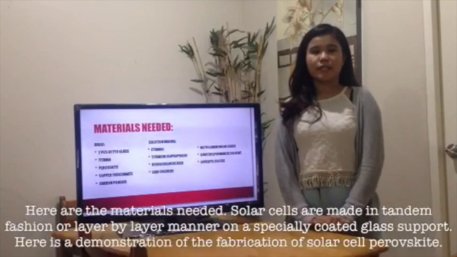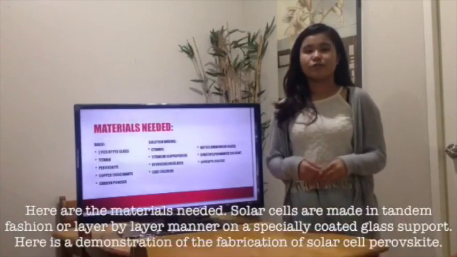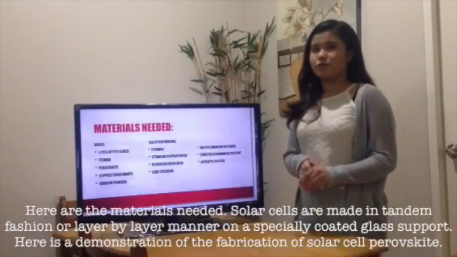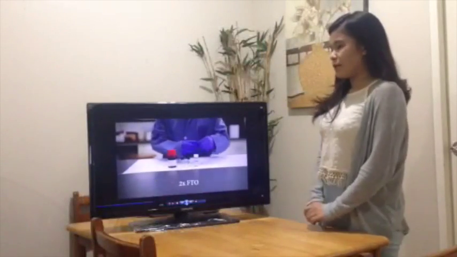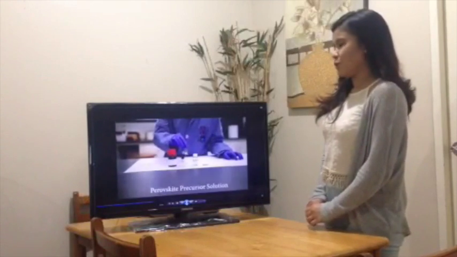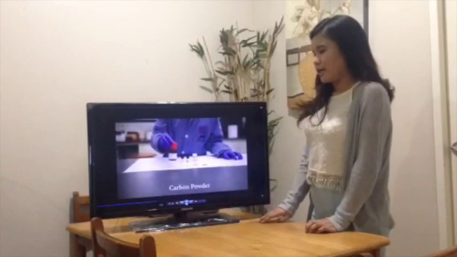Solar cells are made in tandem fashion or layer-by-layer manner on a specially coated glass support. Here is the demonstration of the fabrication of a perovskite solar cell. Here are the materials. We need 2 FTO glass, titanium precursor solution, perovskite precursor solution, copper thiocyanate solution, and carbon powder.